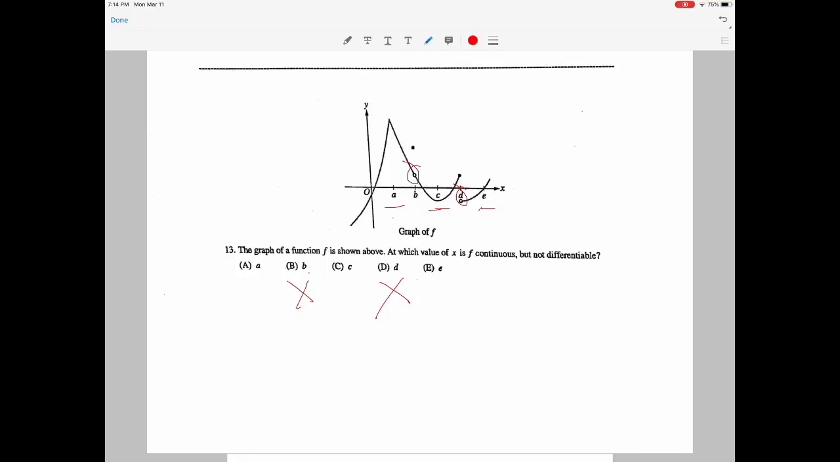Here there is no cusp or sharp turn. So at E, it is differentiable. C is the same. But at A, as we can see, there is a sharp turn. So it is not differentiable. So the answer is A.